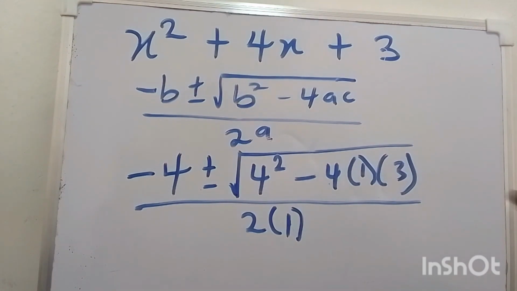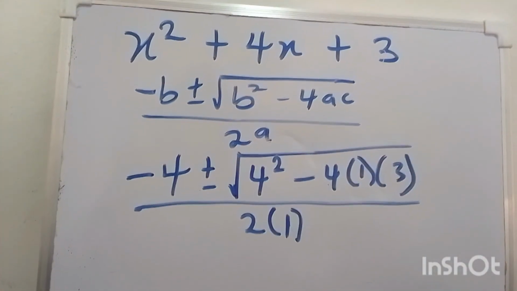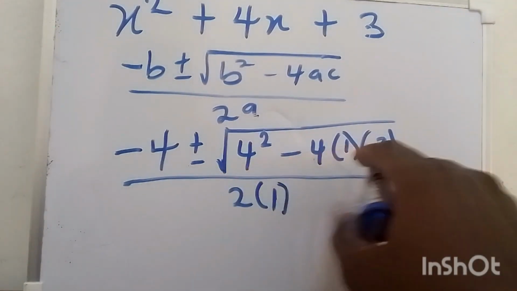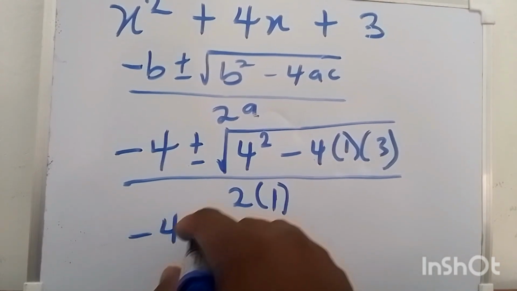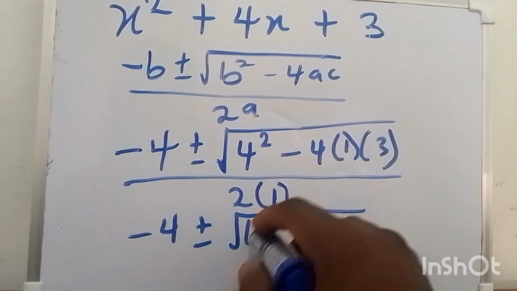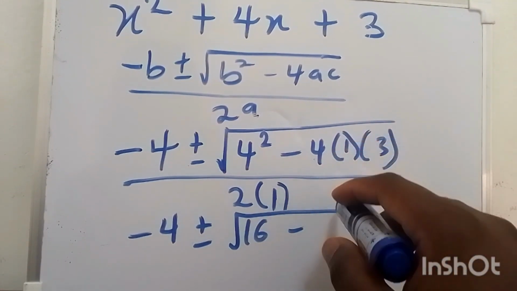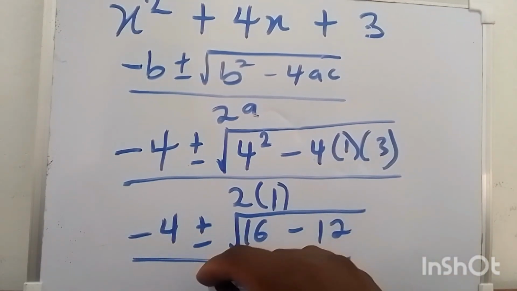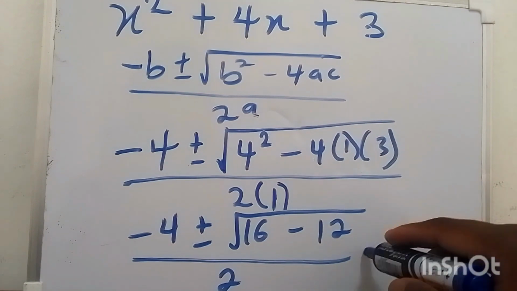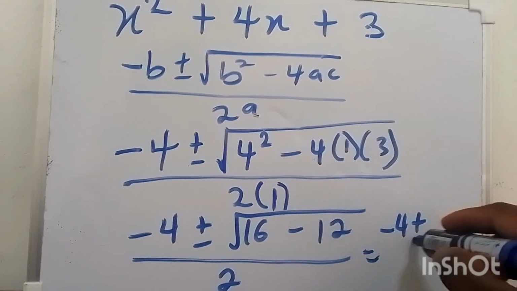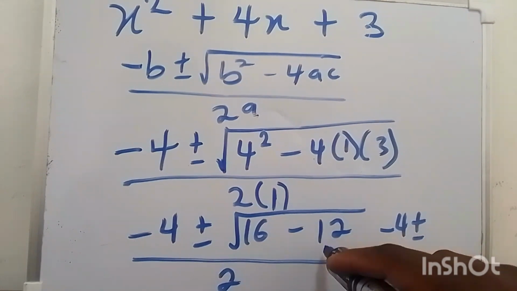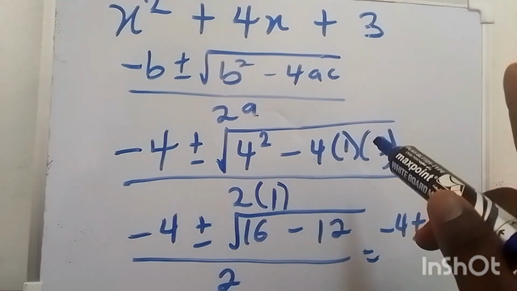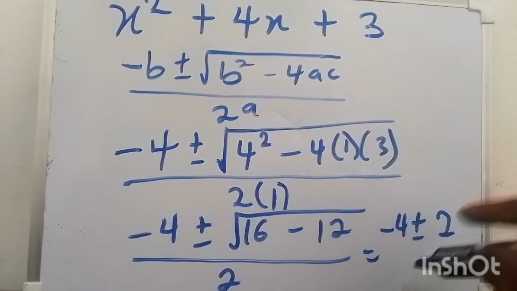Now the next thing is to simplify everything inside. I know some of you will want to rush and press the calculator, but you have to be very careful when you're pressing your calculator. So we have negative 4 plus or minus the square root of 4 squared, which is 16, minus 4 multiplied by 1, which is 4, and 4 multiplied by 3 is 12, over 2 multiplied by 1, which equals 2. So from here we have negative 4 plus or minus the square root of 16 minus 12, which is 4, and the square root of 4 equals 2.